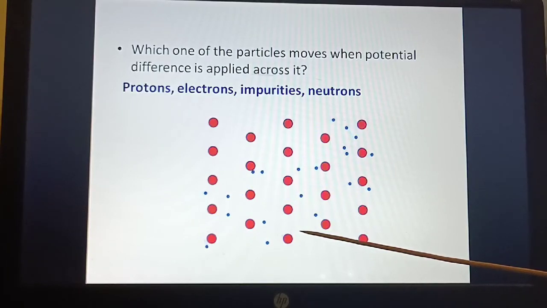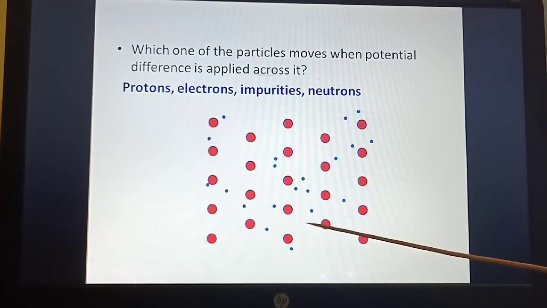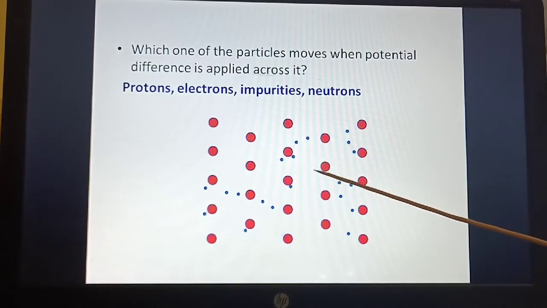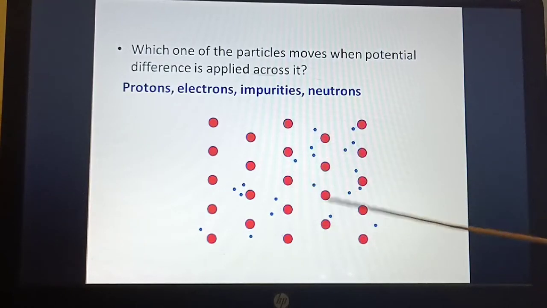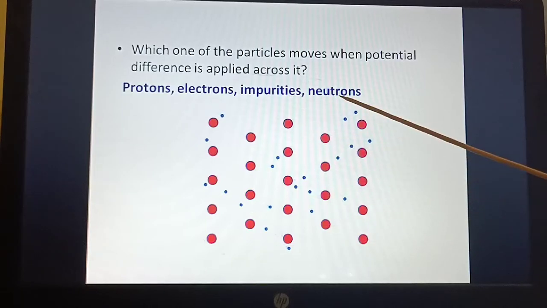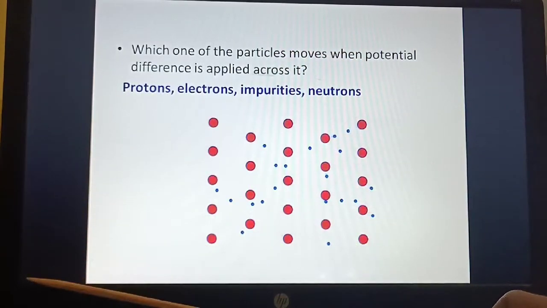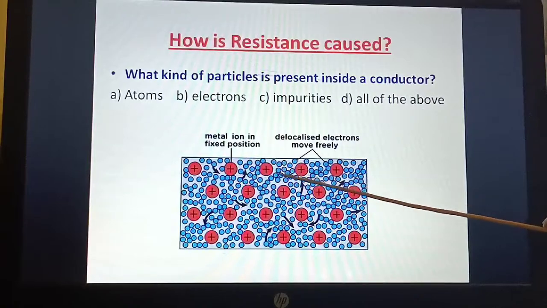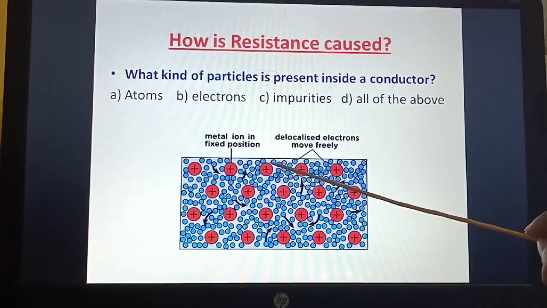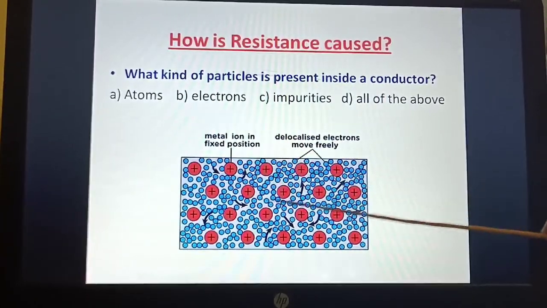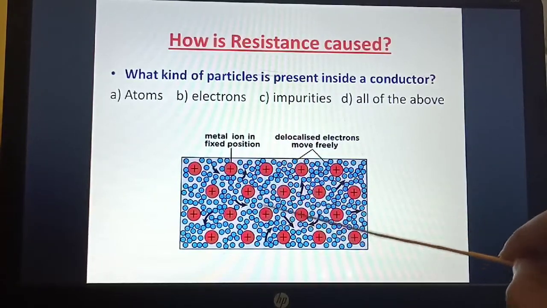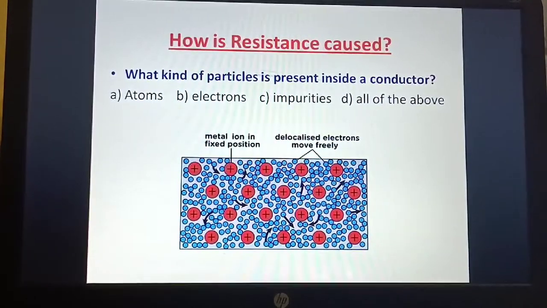These electrons collide with the atoms, impurities, and themselves. These electrons will collide with whom? With atoms, with all the impurities, and also with themselves. Imagine these are the electrons, and these are the atoms, and there are some impurities. So these electrons will collide with these atoms, impurities, and with each other.